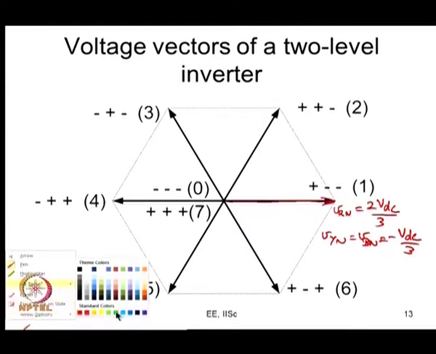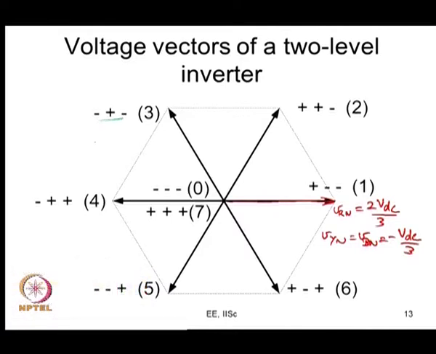Now, let us say I am looking at this inverter state, here VRO is minus VDC by 2, VYO is plus VDC by 2 and VBO is equal to minus VDC by 2. On the other hand, if I look at VRN, I will find that VRN is minus VDC by 3, VYN is 2 VDC by 3 and VBN is equal to minus VDC by 3. So, VRO plus VYO plus VBO will not sum up to 0, whereas VRN plus VYN plus VBN will sum up to 0. So, this is what you will have.